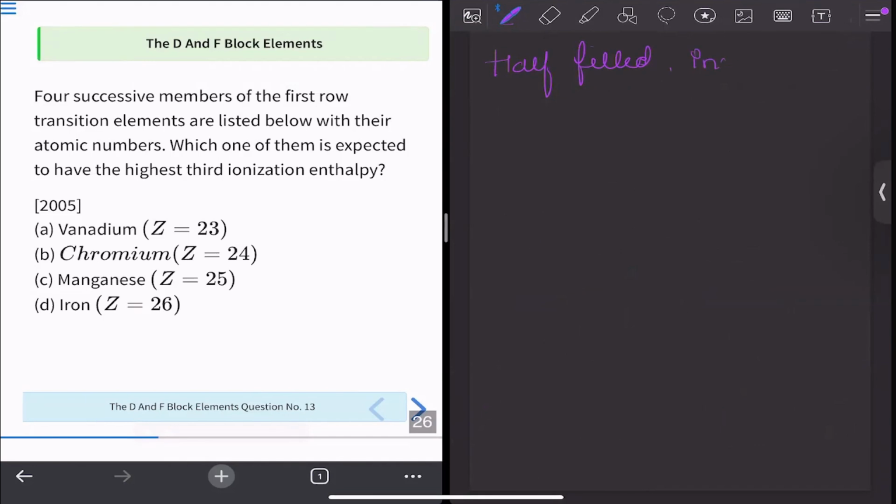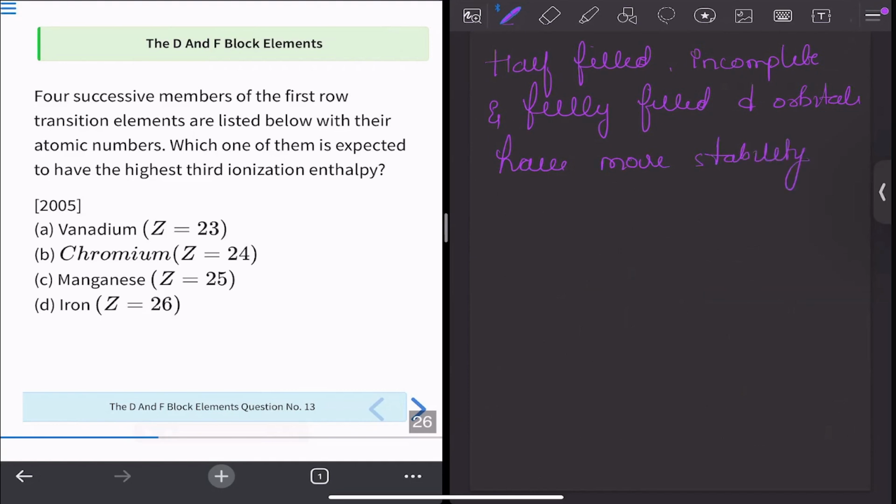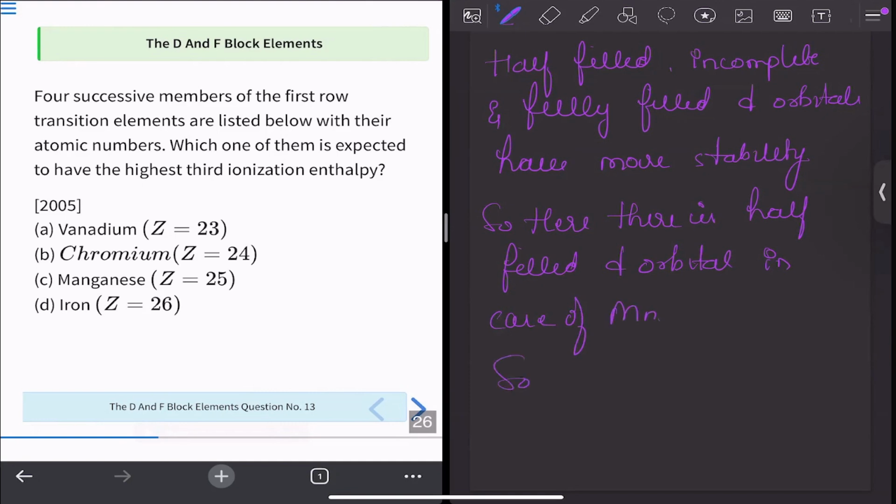Half-filled, incomplete, and fully filled. Fully filled d orbitals have more stability. So here there is a half-filled d orbital in the case of manganese.